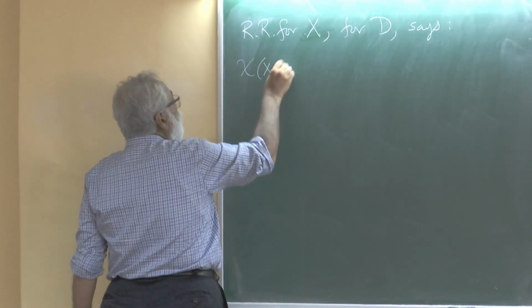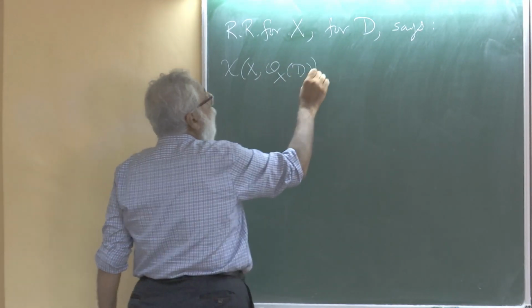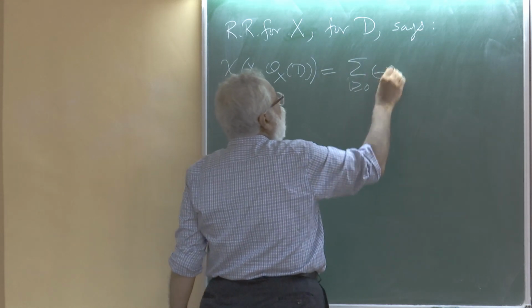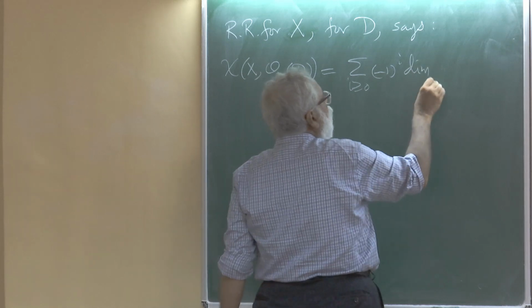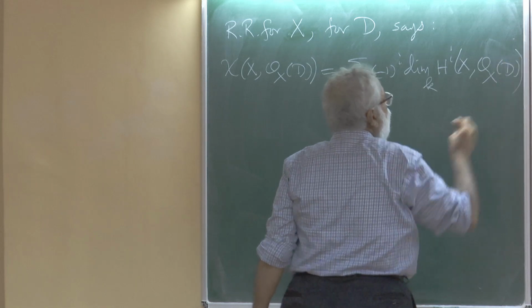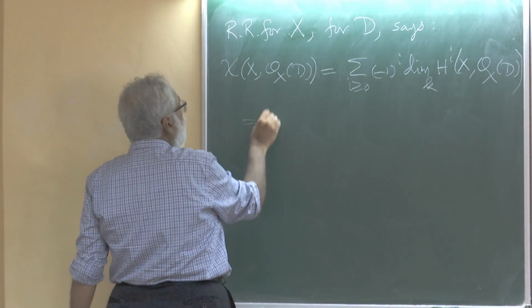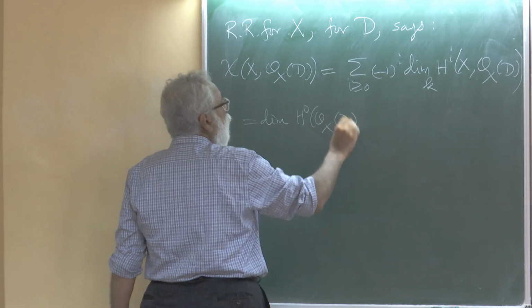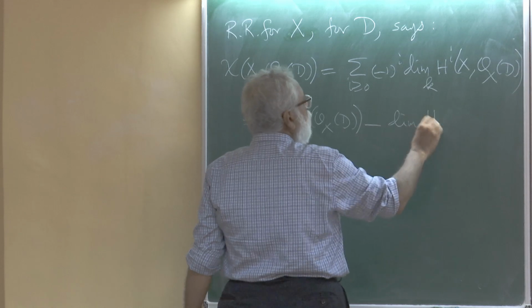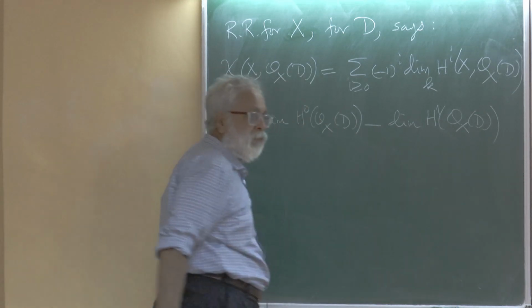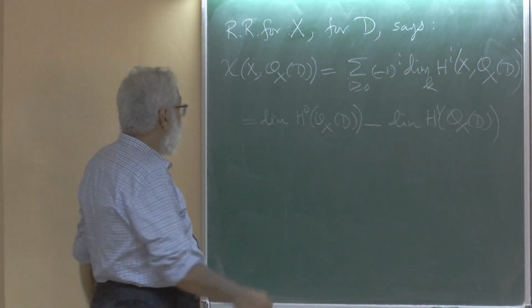So then I can look at chi(X, O_X(D)), which is the summation over i greater than or equal to 0 of minus 1 raised to the i times the dimension over K of H^i(X, O_X(D)), which is of course just dimension H^0(O_X(D)) minus dimension H^1(O_X(D)) because of that vanishing property. But in any case, it's an Euler characteristic.